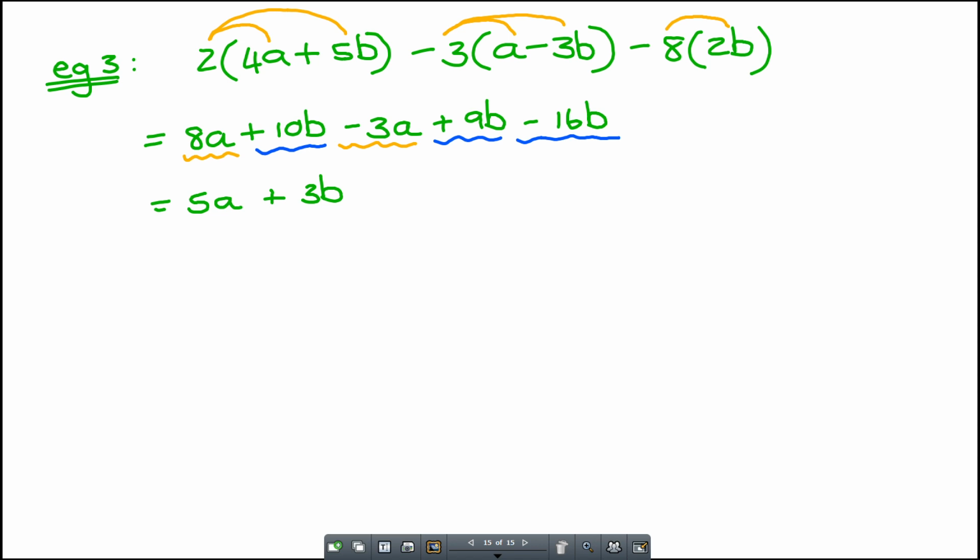Okay, now, what if we divide? So have a look at the last example.